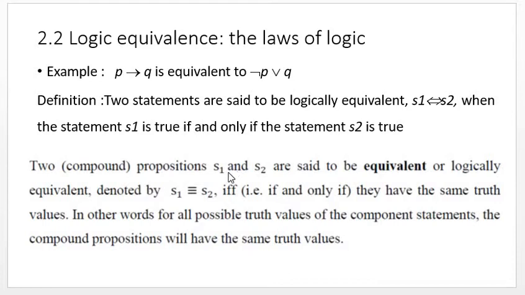Two compound propositions S1 and S2 are said to be equivalent or logically equivalent if and only if they have the same truth values. In other words, for all possible truth values of the component statements, the compound propositions will have the same truth values. For example, consider a proposition P implies Q. This is a compound proposition and it is equivalent to negation of P or Q.